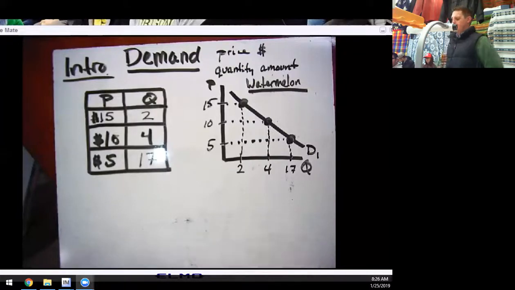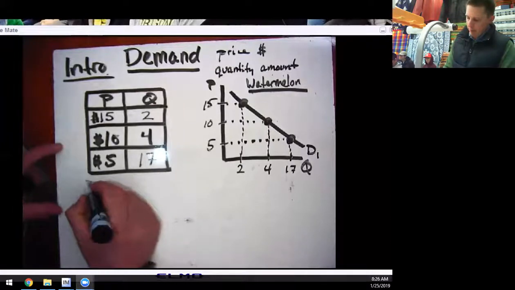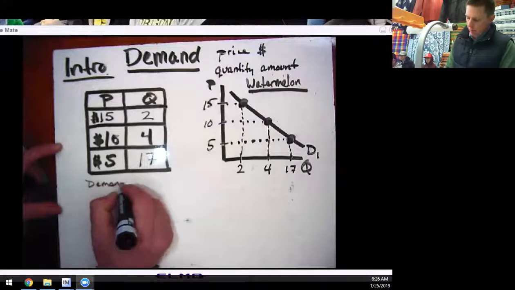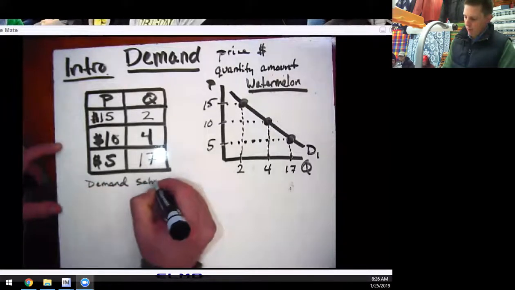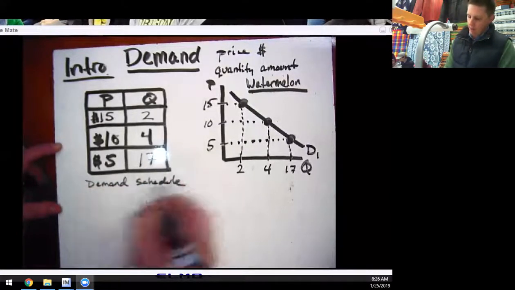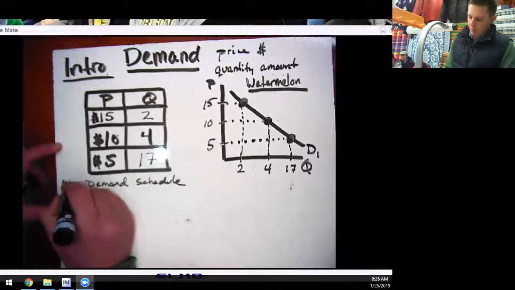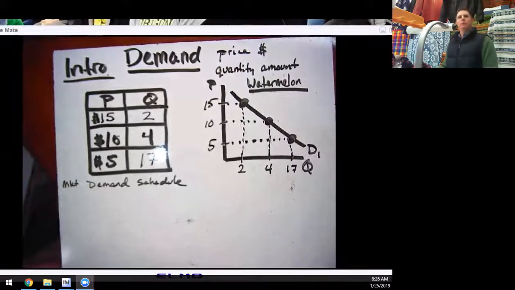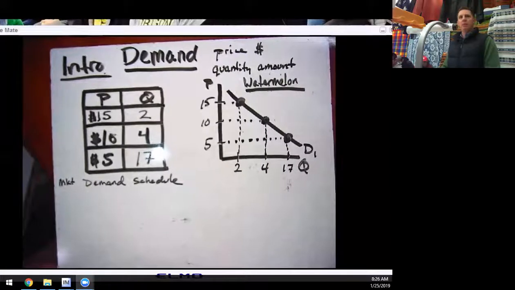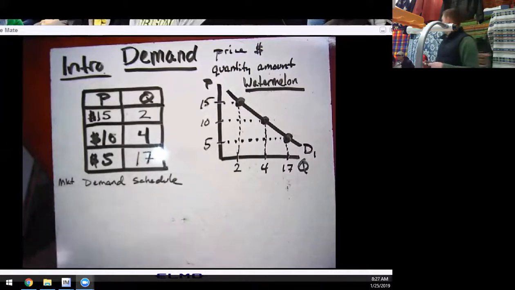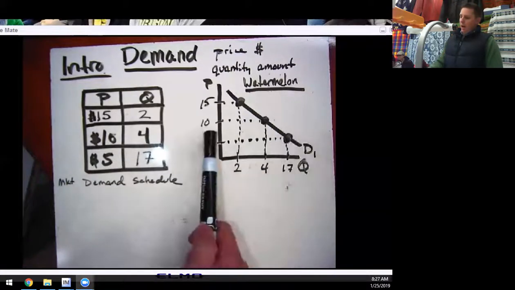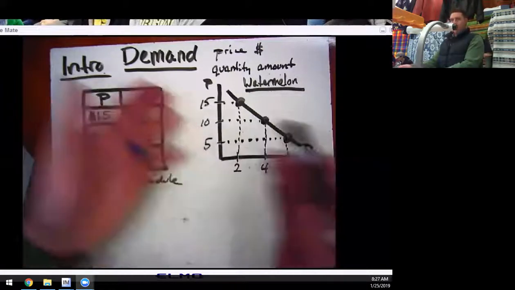Good enough? So now we have taken our demand schedule. Please go ahead and label it demand schedule. And we'll call it a market demand schedule, because that's what it is. It's a market demand schedule, which means it doesn't represent one person. It represents everyone in the market for watermelons, the whole marketplace. And this is already labeled, this is our graph.